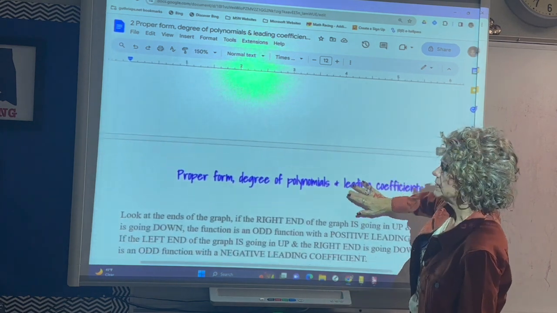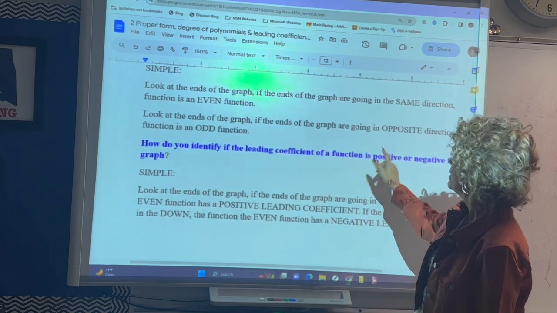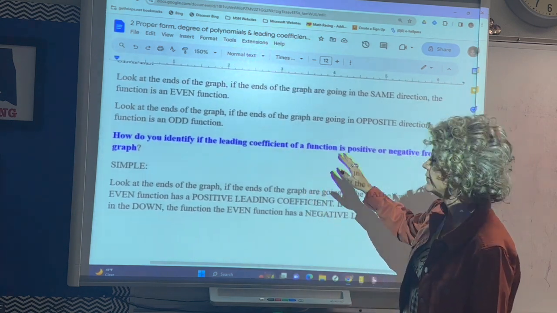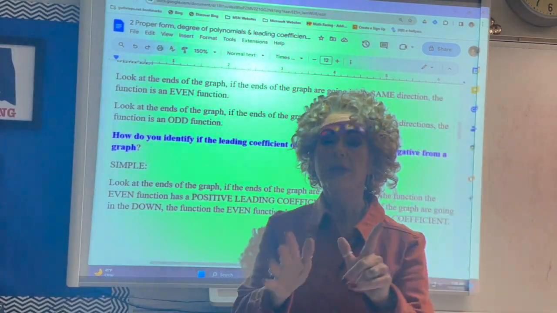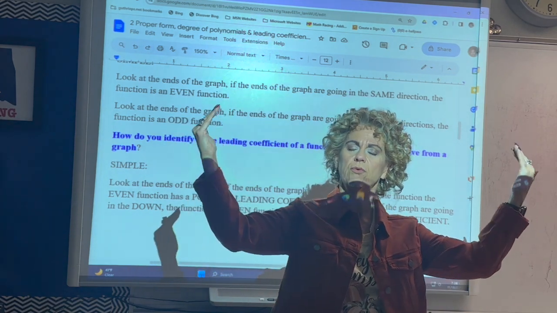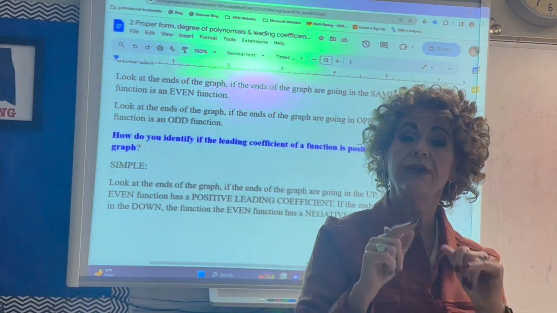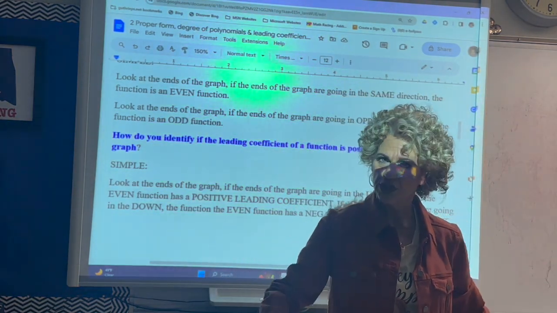Okay. Now, let's see. What does it say? How do you identify if the leading coefficient is positive or negative? That's really simple, especially with an even function. An even function, both ends up is positive. The leading coefficient is positive. An even function, both ends down is negative. Then the leading coefficient is negative.